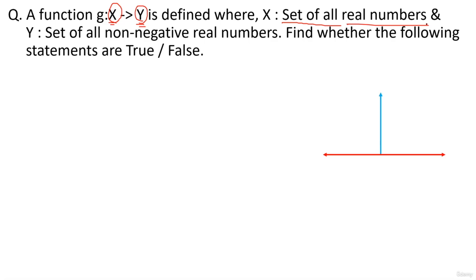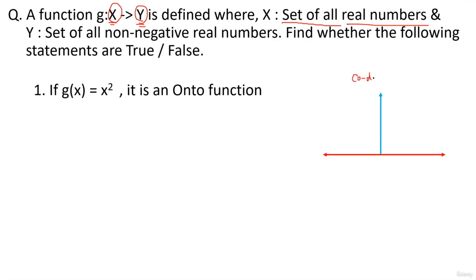Based on this, we have to answer whether the following statements are true or false. Let's look at the very first question. If g of x is equal to x square, it is an onto function. Now, guys, just remember when we solve this question, we have defined the codomain as the set of all non-negative real numbers, right? So here the codomain is nothing but 0 to infinity, inclusive. Sorry.